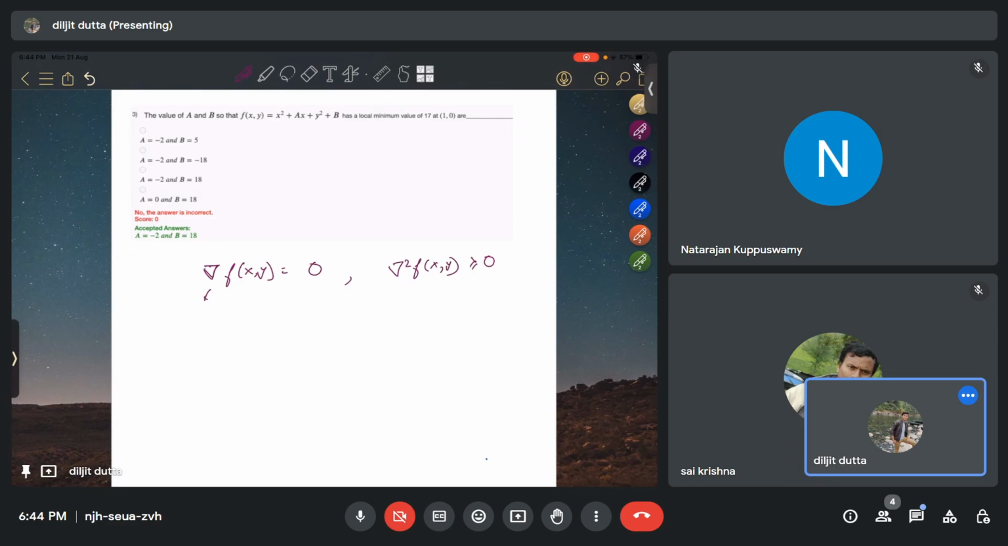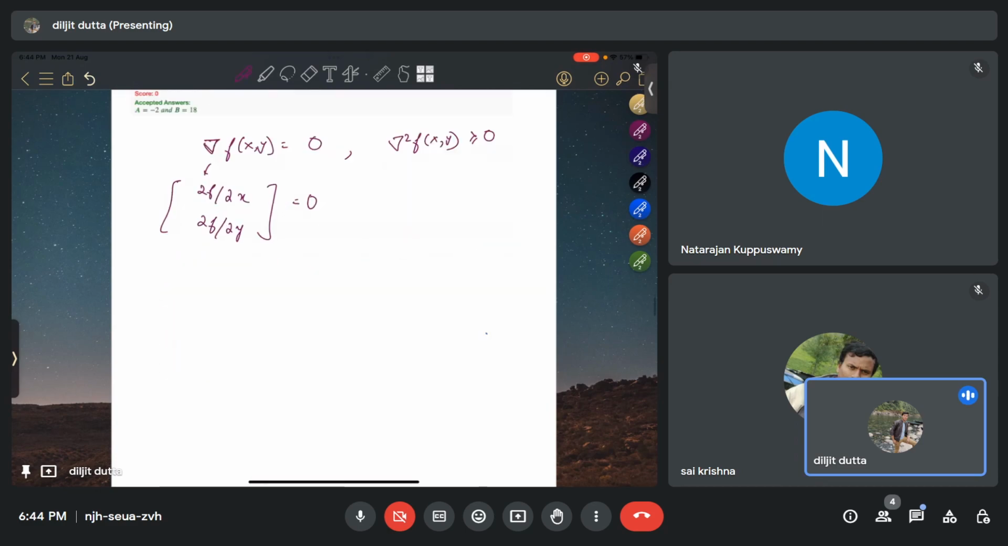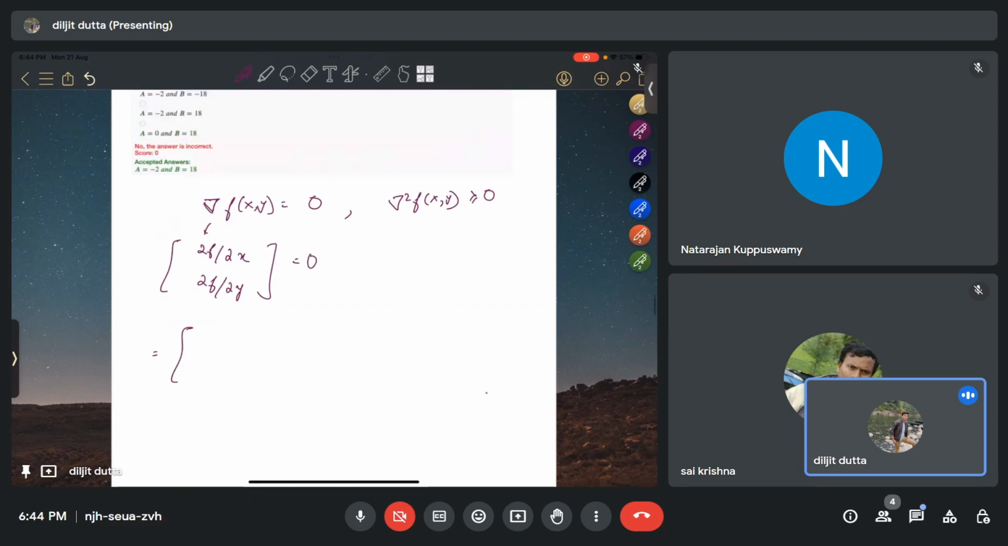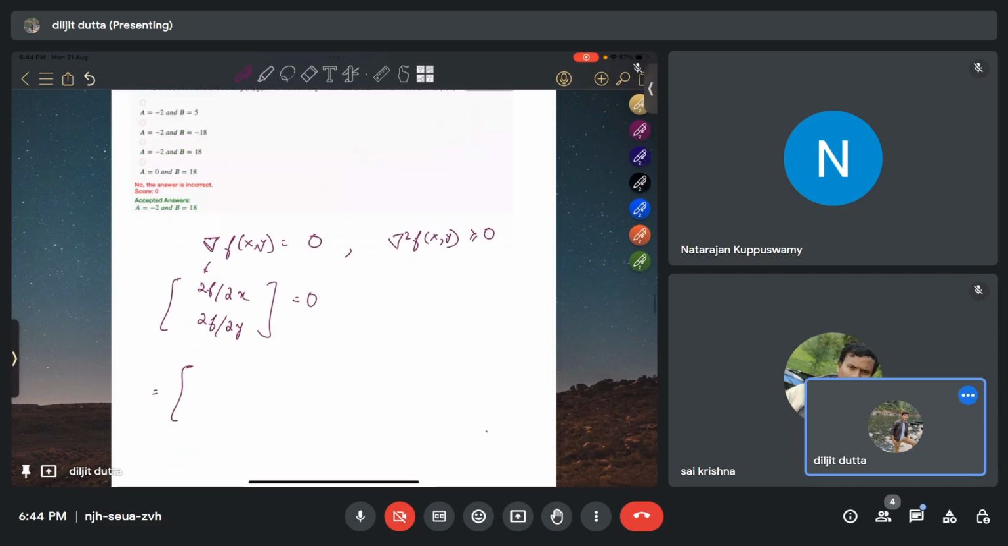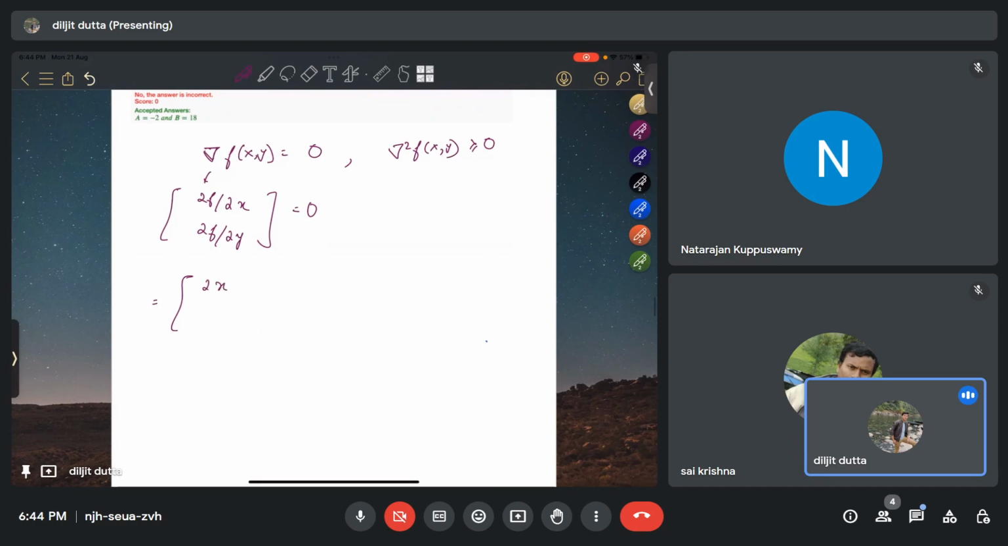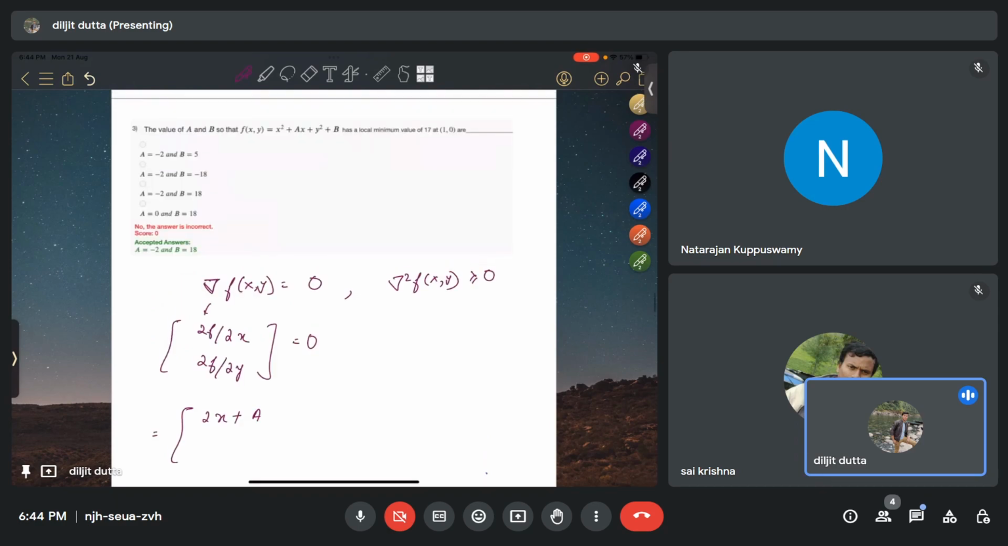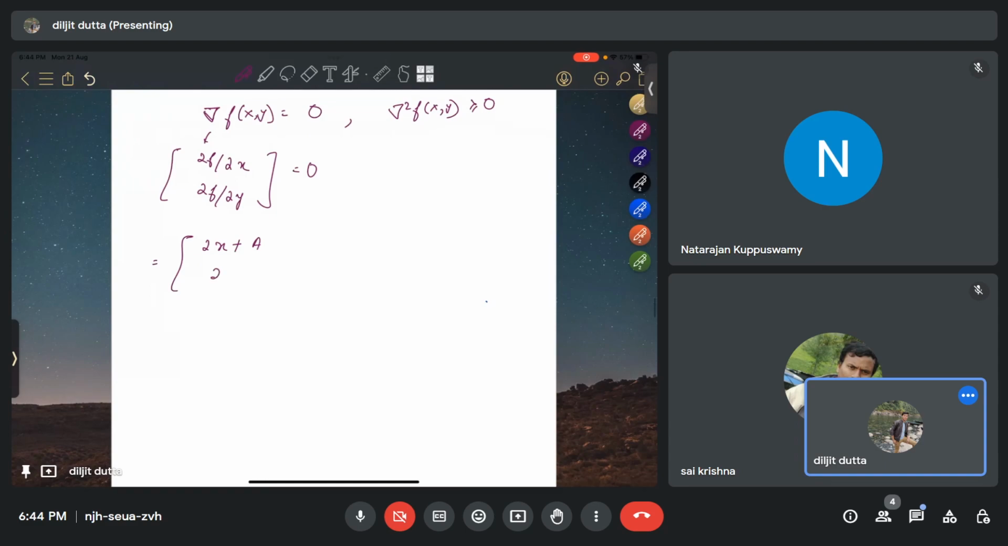So we'll go to this first condition. For this del of f of x y, it will be del f by del x and del f by del y. So let's calculate del f by del x. What will be del f by del x? It will be 2x plus a, right? 2x plus a, and del f by del y will be equal to 2y.